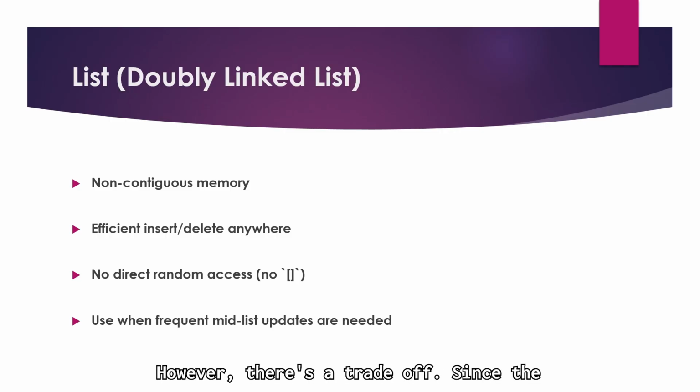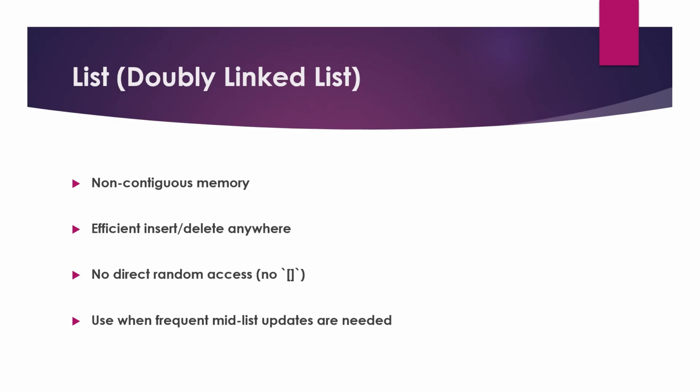However, there's a trade-off. Since the elements aren't stored in a contiguous block, you can't access them randomly with square brackets. You have to traverse the list using iterators. Use lists when your operations involve frequent modifications, especially in the middle of the sequence, and not when you need fast access by index.